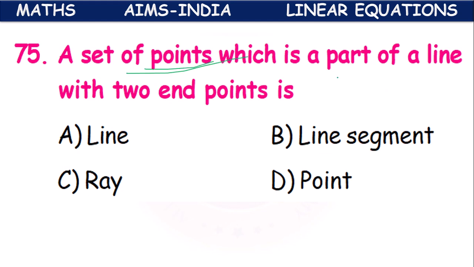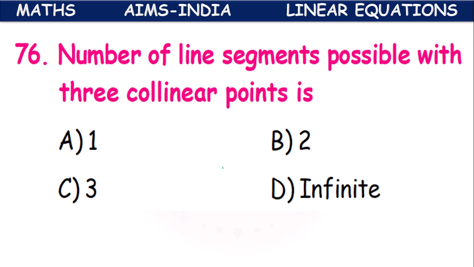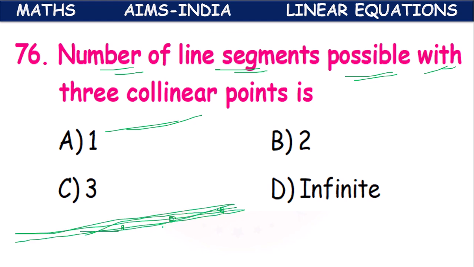Set of points which is a part of line with 2 endpoints. Part of line with 2 endpoints. This part of line is called line segment. Number of line segments possible with 3 collinear points. Collinear means lying on the same line. Through them only one line is possible.